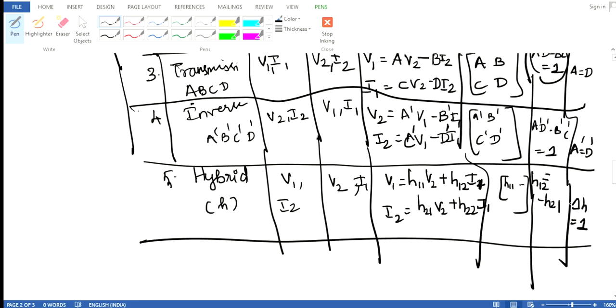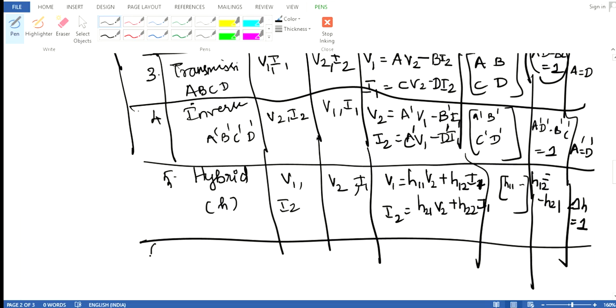Can you remember what is the symbol of del H? We are using the matrix, and del means nothing but the determinant. Determinant value is H11 H22 minus H12 H21. So that is the determinant value.